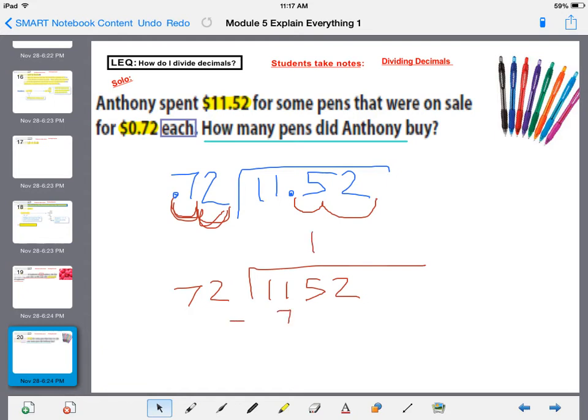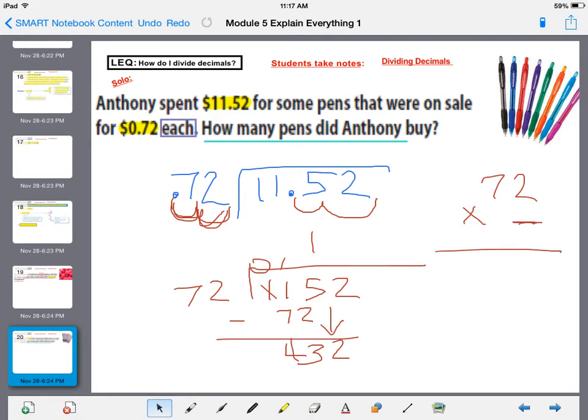Well, 72 goes into 115 one time. I know I can't go higher than that, so I take 72 from 115, and that gets me 43, bring down the 2, and 72, think of a number that when I put here is going to give me a 2 here. I'm going to try 6. 6 times 2 is 12. 6 times 7 is 42, plus 1 is 43. Yep, and that is excellent. So that goes into 432 6 whole times exactly, and so Anthony purchased 16 pens.